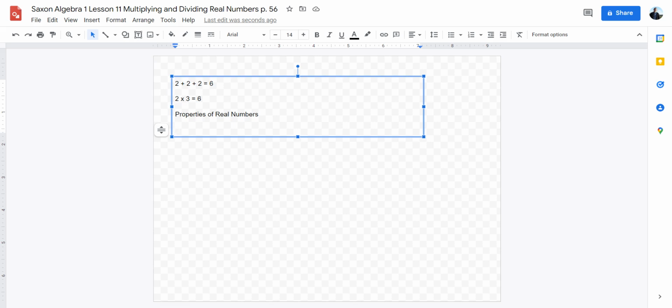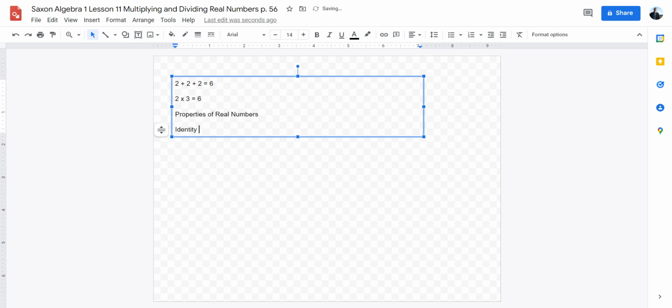Even the irrational numbers are real numbers. So this works for square roots. This works for pi and e and any other irrational number as well. So this is going to work for all of the numbers that we're used to dealing with on a daily basis in algebra. Okay, so the first property that we're going to look at is called the identity property.